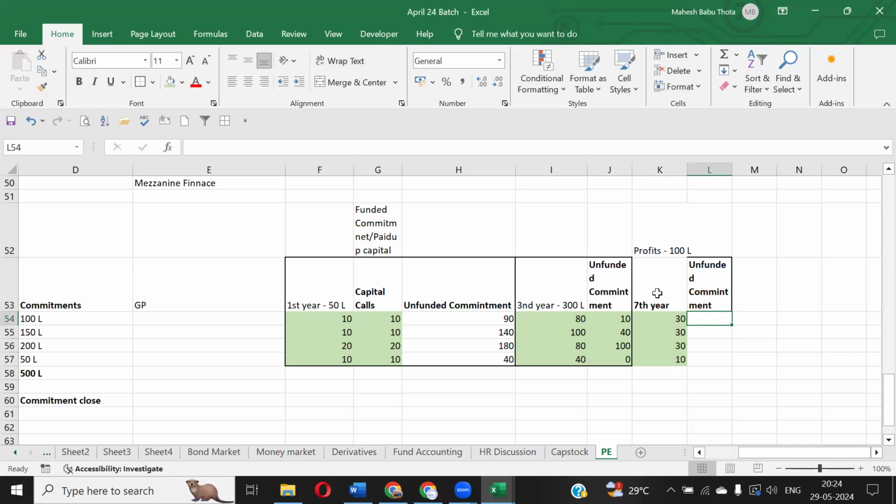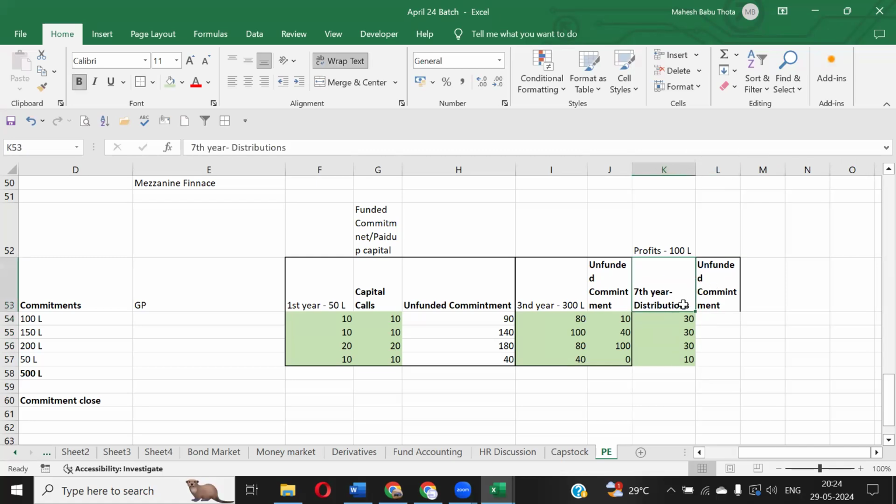They have distributed some profits. These are the distributions. Even for distributions, they will give you some notice. Distribution means we have two ways. One is we can distribute the profits. Another is we can distribute the funds. So we can distribute the profits, or we can distribute the capital.